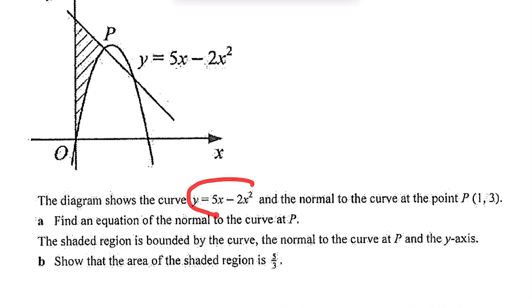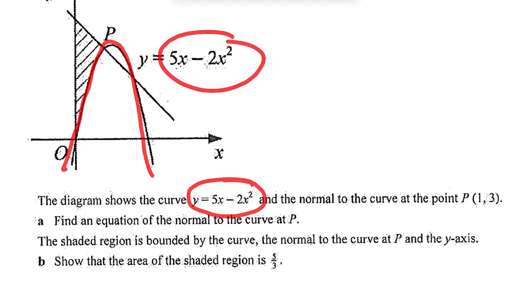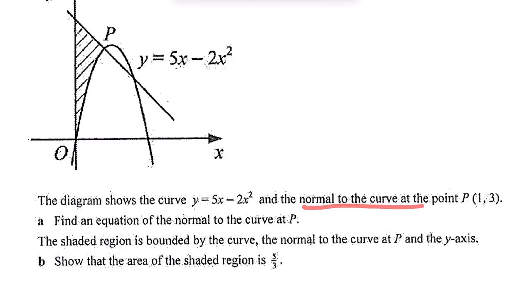In this question we have a curve and we have a line that's normal to the curve. That means perpendicular to the curve at this point. And they're asking for the equation for the normal.